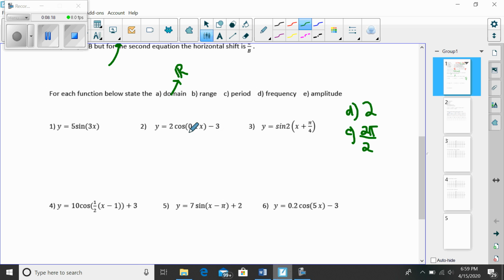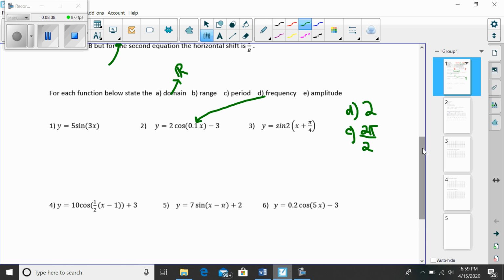Okay, so again, in this case, frequency here would be the 0.1. It's not affected by the fact that this cosine curve has an amplitude of 2, and then it would be shifted down. Every point would be shifted down 3 units here.